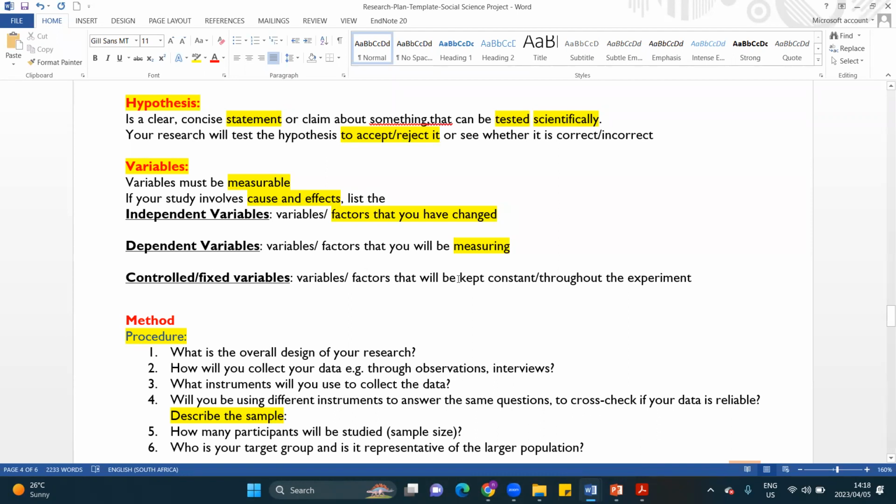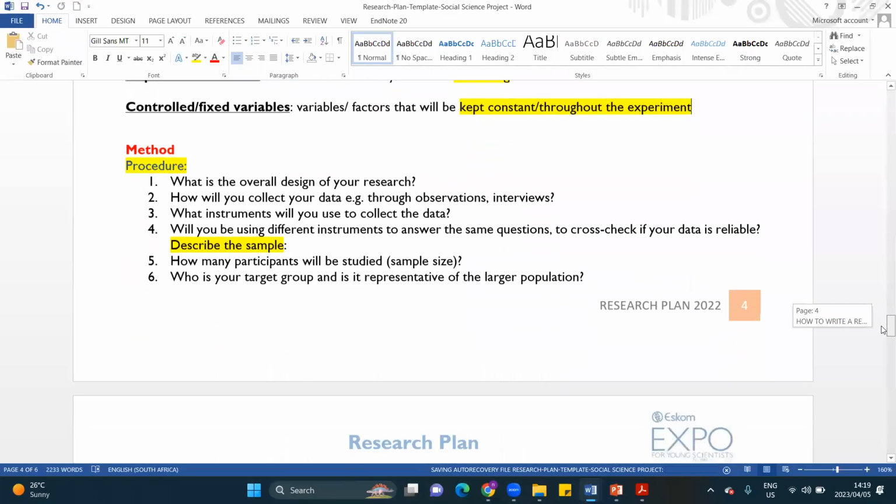Controlled or fixed variables need to be kept constant throughout the experiment. Start to finish, what are you going to keep the same? Some cases, it might be the sample group. In other cases, it might be the environment. Okay, what will you keep the same? Most probably in some cases, it is the actual questionnaire that you're going to hand out, right? You're going to control the questions because all the participants will answer the same questions.